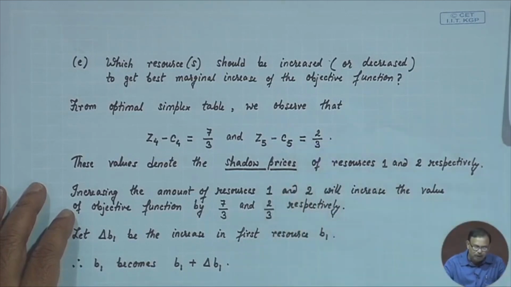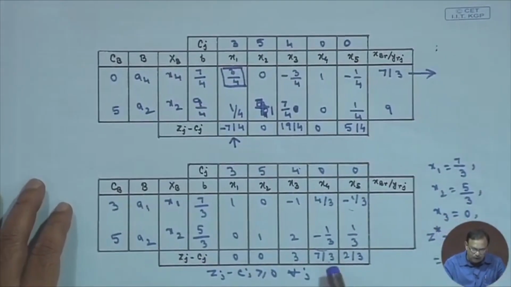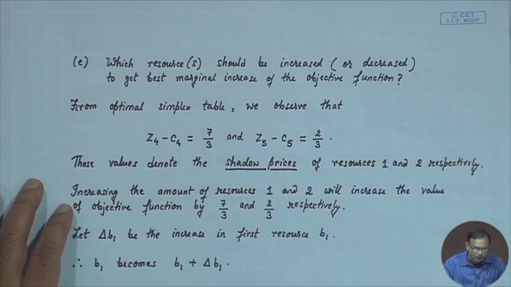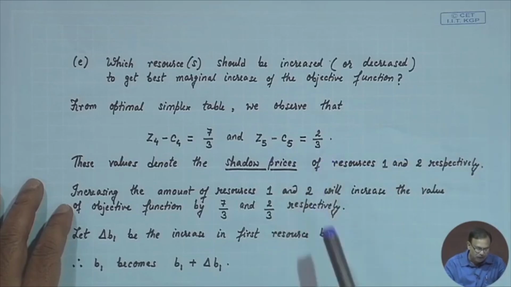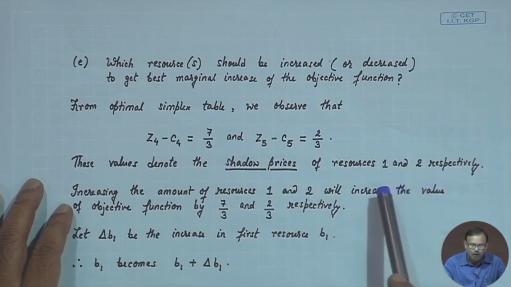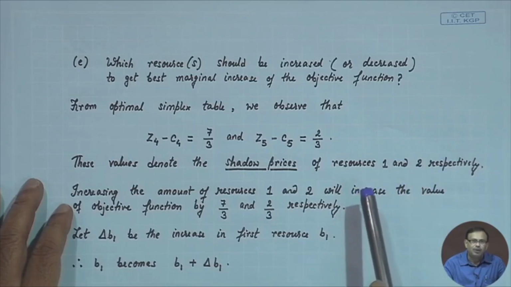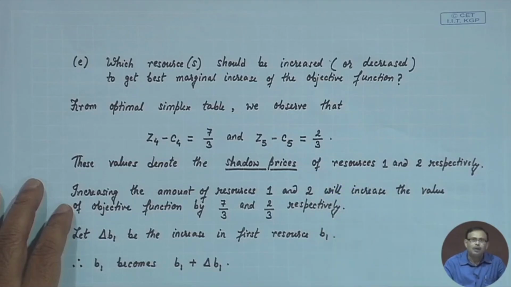Now, from the optimal simplex table, the value of Z4 minus C4 is 7 by 3 and Z5 minus C5 is 2 by 3. So, here we have written Z4 minus C4 is 7 by 3 and Z5 minus C5 equals 2 by 3. These values we are denoting as the shadow prices of resources 1 and 2 respectively. These are positive values.